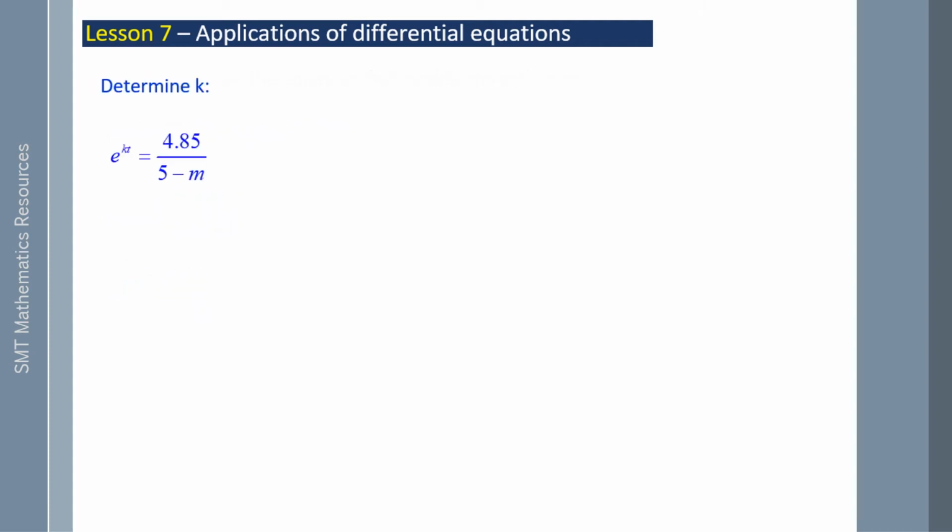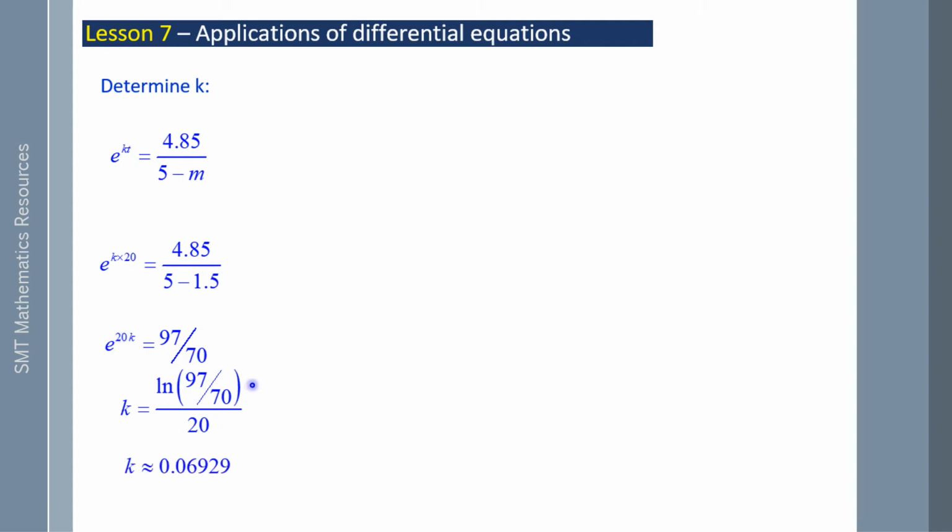To determine k, I'll sub in some values given in the question, which is at 20, the mass is now 1.5 kilos. So e to the 20k equals 97 over 70, or 4.85 over 3.5. That's just simplified in terms of being an exact value in terms of a fraction. So the natural log of that fraction, then divide both sides by 20. K approximately equals 0.06929. So we can sub that now back into our k, and we can write a model for our mass.